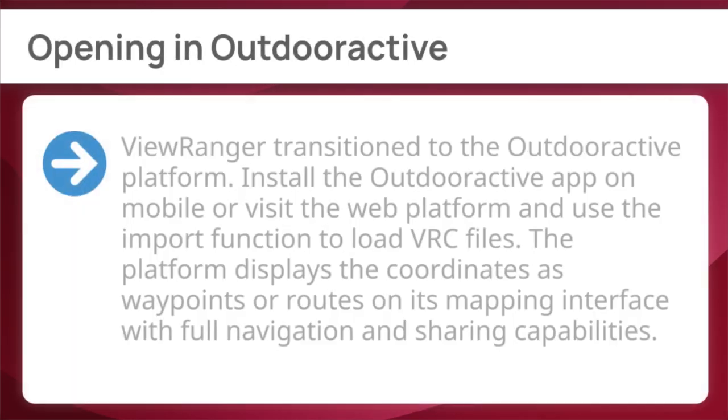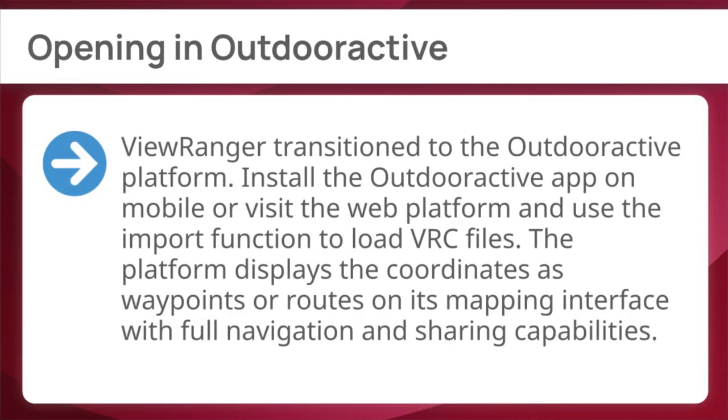First, opening in Outdoor Active. ViewRanger transitioned to the Outdoor Active platform. Install the Outdoor Active app on mobile or visit the web platform and use the import function to load VRC files. The platform displays the coordinates as waypoints or routes on its mapping interface with full navigation and sharing capabilities.